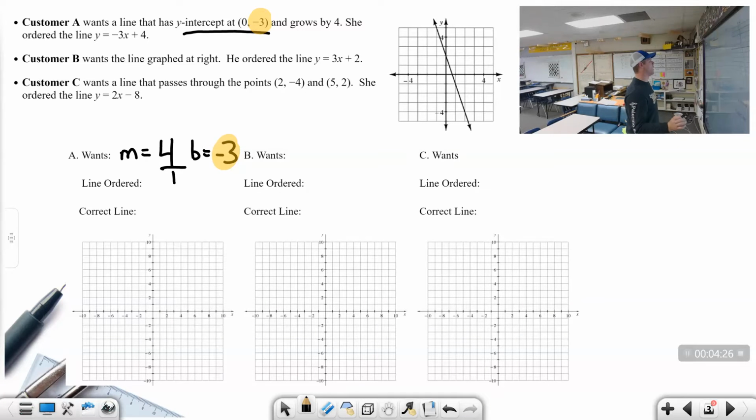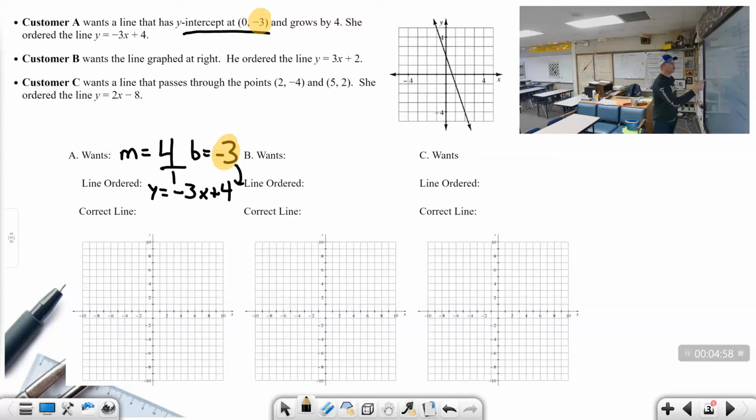She ordered a line y equals -3x plus 4. Is that correct? Did they get this right? Because I thought that the beginning value goes here. Oh, what did they do? They switched the beginning value and the growth.